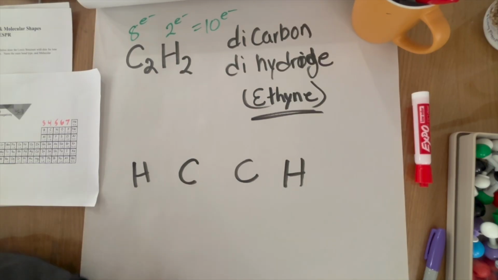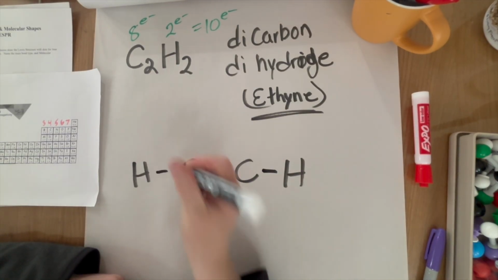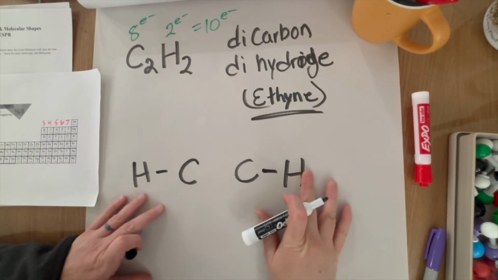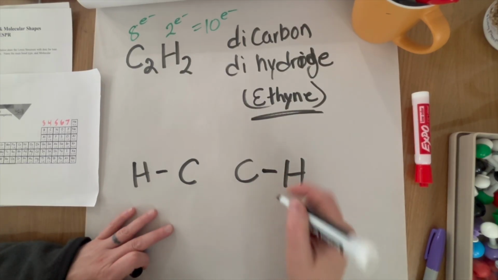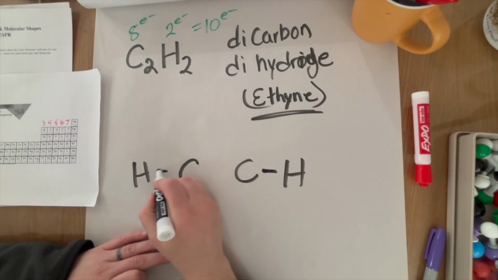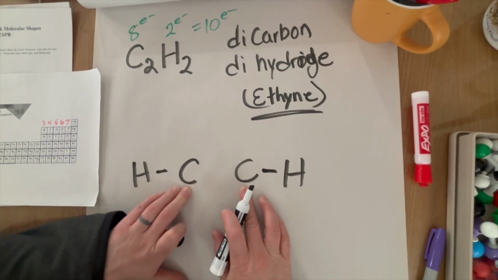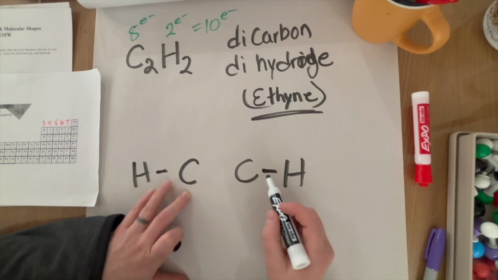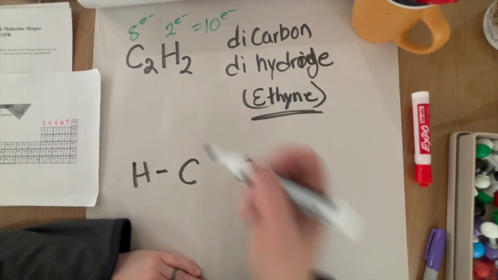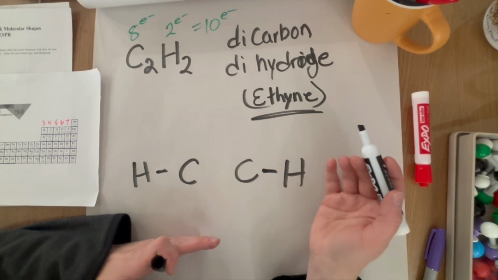So let's first bond these hydrogens, and we know the hydrogens will be happy because they only need 2 electrons, and each of these bars represents 2 electrons, right? So the hydrogens are happy. Now we just have to worry about the carbons. And we just used 4 electrons, right? So we had 10, and we've used up 4, we have 6 left.